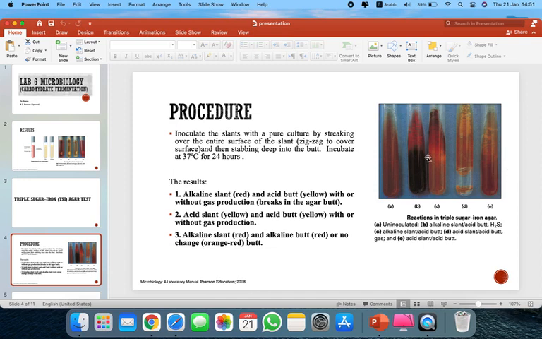So as you can see, there are multiple results here. The color indicator will indicate some specific test result or some specific microorganisms. So this is the test.